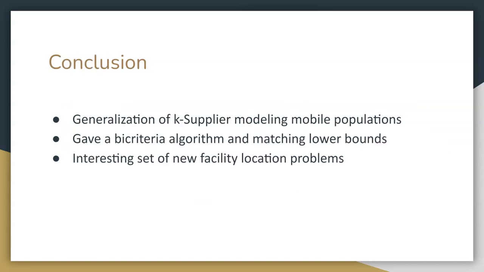In conclusion, our work here introduces a generalization of the k-Supplier problem, which models mobile populations. What that means is instead of viewing each person as a single point, we view them as a set of points, which can be thought of as where they go throughout a day. And for this problem, we show that it is much harder than the original k-Supplier problem, and we gave a bicriteria approximation algorithm, which matches the lower bound almost exactly.